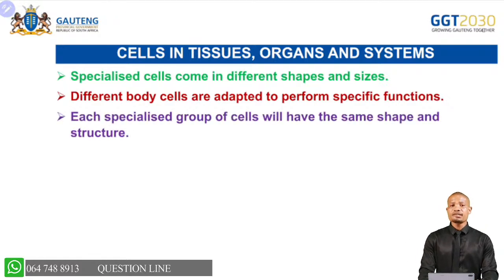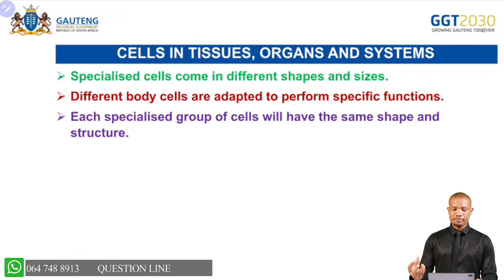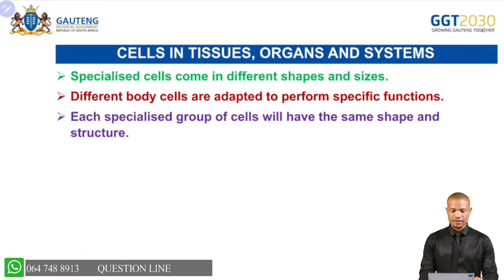Each specialized group of cells will have the same shape and structure, like the example I'm using of the eye and the heart. The cells that are located in my eye will be similar to each other. They will have a similar shape and structure. Whereas the cells that are in my heart will also be similar to each other and will have a similar structure. But in comparison to the cells in my eye, they will be different from each other in terms of shape and size, because they function differently.